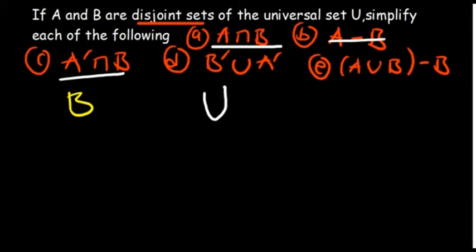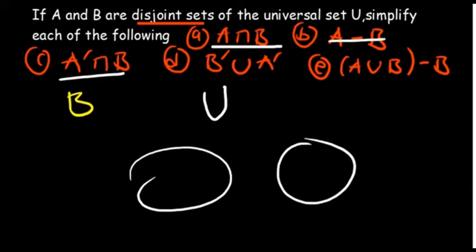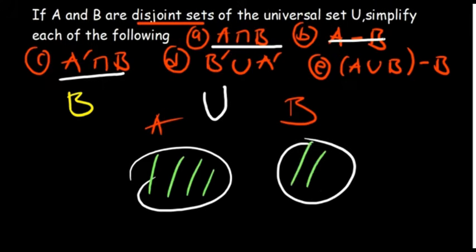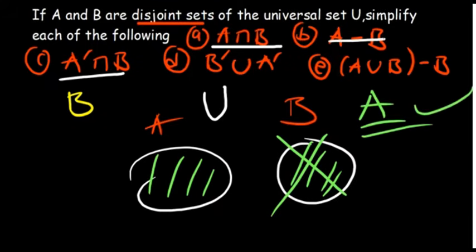For the other part, we have A union B minus B. When you talk about A union B, it means that you are combining set A with B, which will require you to shade the entire region, this region. So that is our A union B. Now we are saying minus B, so you exclude B. The moment you remove B, what remains as your answer is your A.